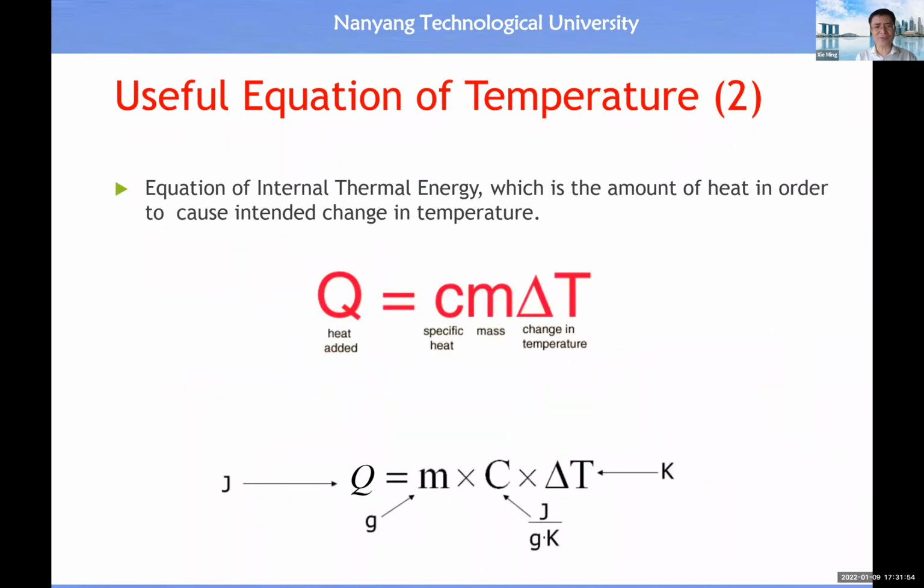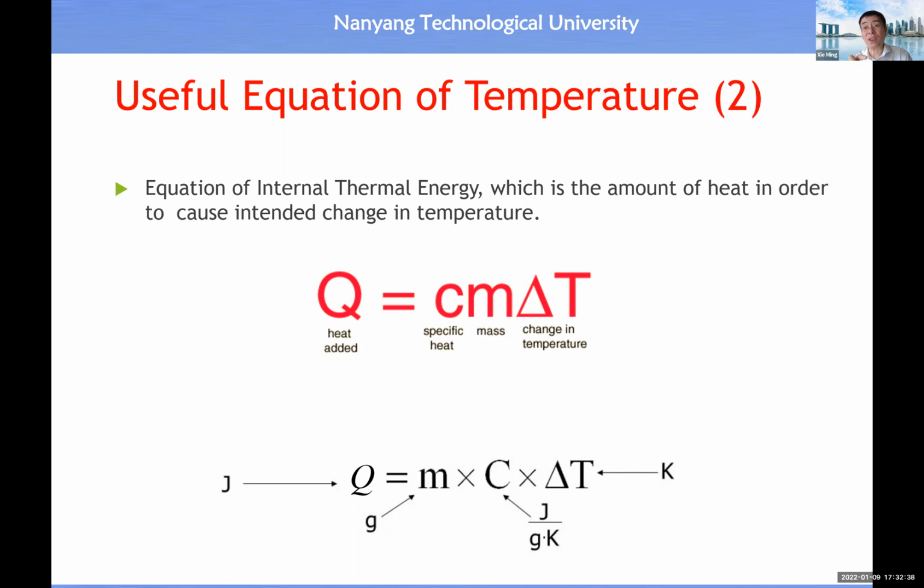Another useful equation is the internal thermal energy equation. Actually, every rigid body is a storage device for thermal energy, all right? So normally in the universe, except the black hole, all physical entities must have a temperature which is not equal to 0, all right? For the human body, our body temperature is not equal to 0. So therefore, basically, temperature indicates the amount of internal thermal energy stored inside the physical entity.